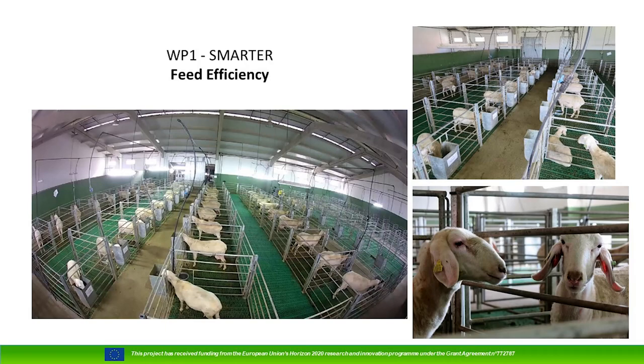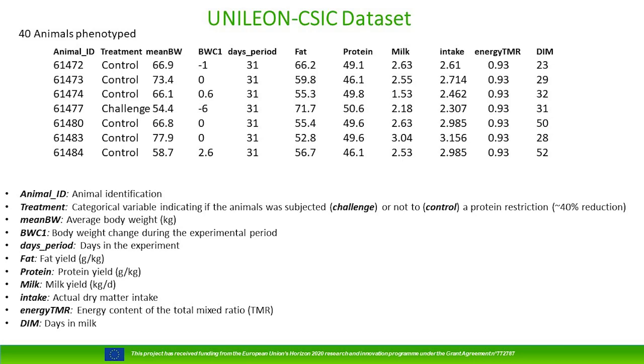The data set that you will work with has this extract. In reality, we have 39. You have the animal ID, the identification of the animal. You have the group, whether the animal is a control or a nutritional challenge. The mean body weight, the average body weight during the period. The metabolic body weight change during the experiment. In this case, we have animals that don't change, animals that gain weight, and animals that lose weight because they are mobilizing. This is the point that I showed you before.